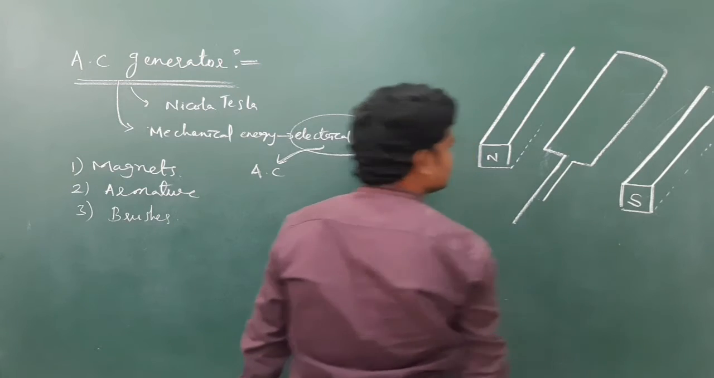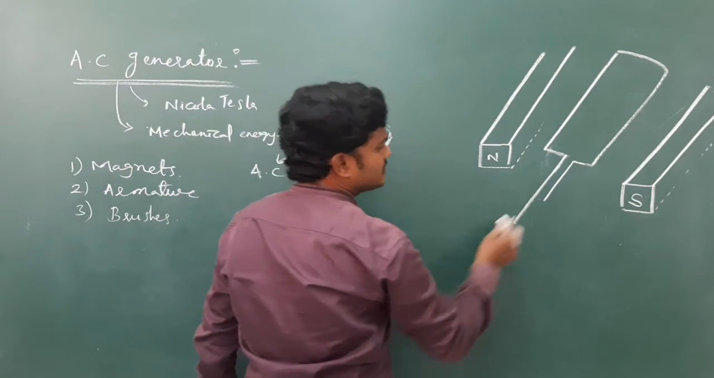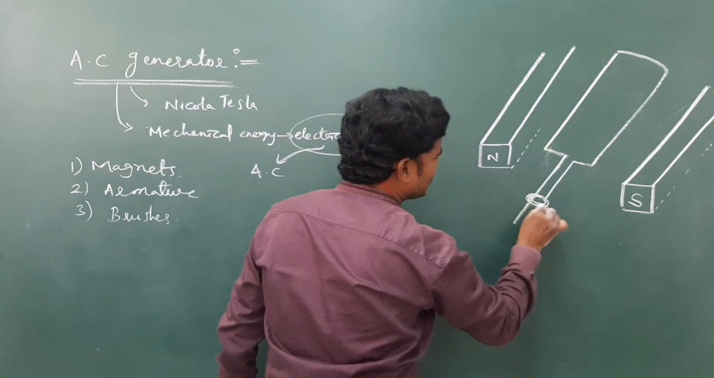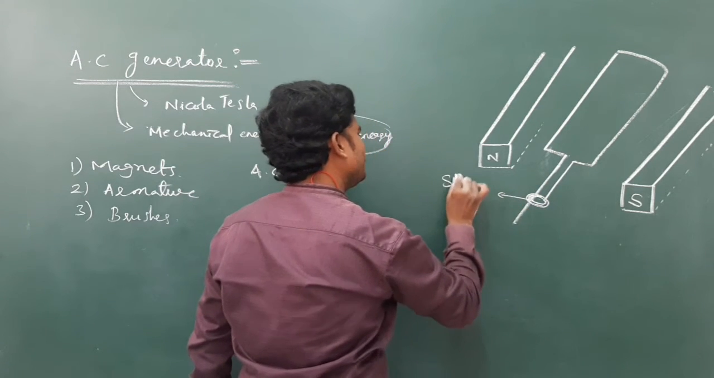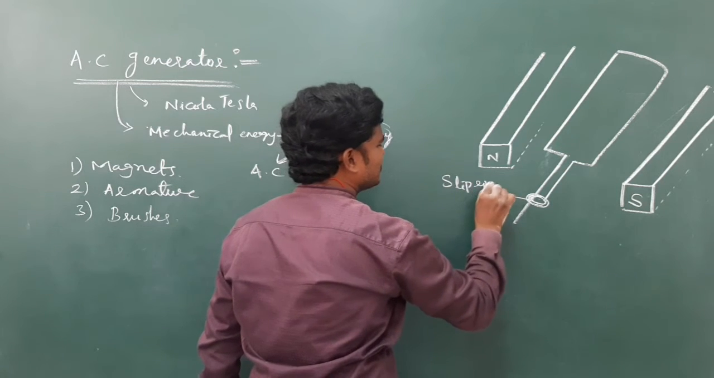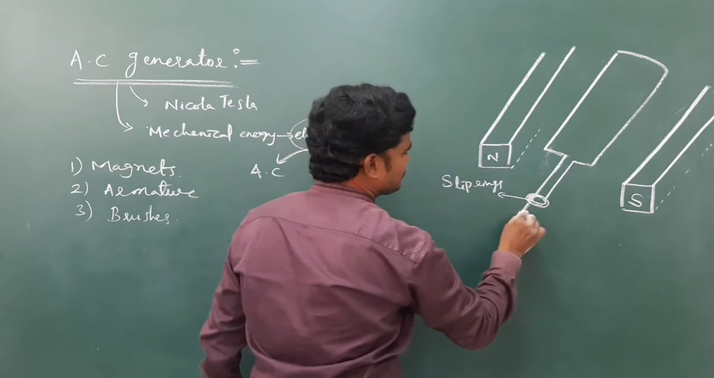And see, these ends of the armature are connected to some rings. These rings are called slip rings. See, I am using the word slip rings.